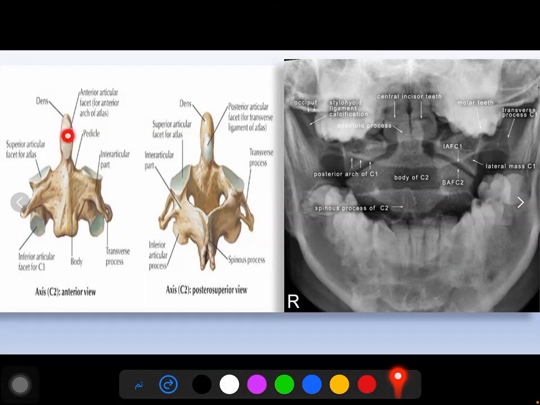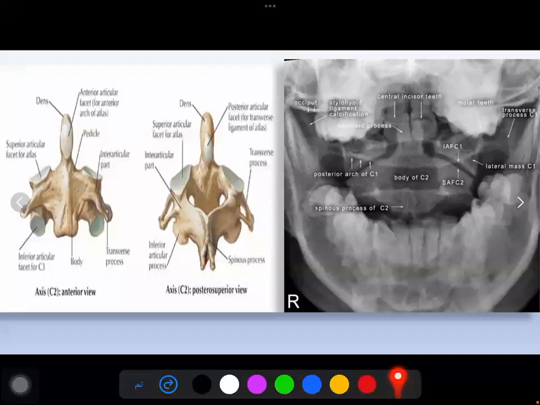The odontoid process has an anterior part called the anterior articular facet for articulation with the anterior arch of C1, and a posterior articular facet for articulation with the ligament with the atlas. This is the lateral mass, the superior articular surface on each side, and this is the transverse process with the foramen transversarium, which is typical of the cervical vertebra. This is the spinous process, which is bifid in shape.